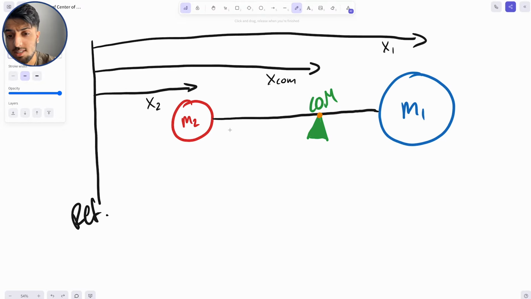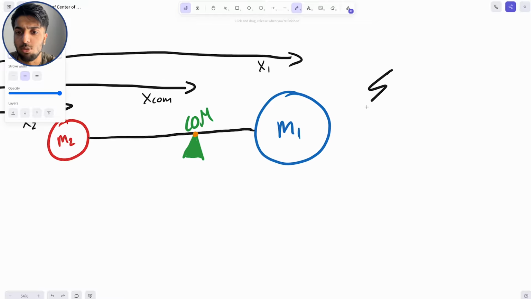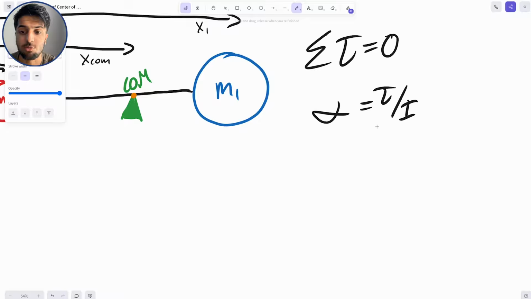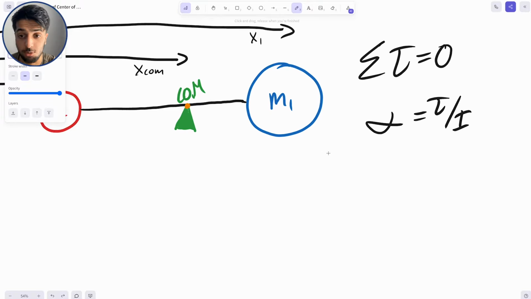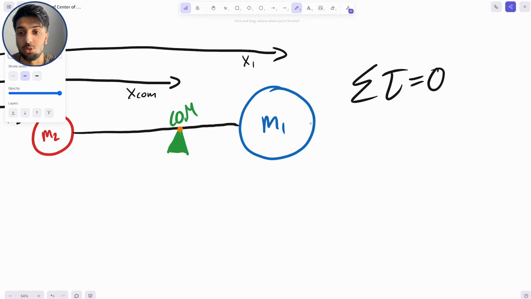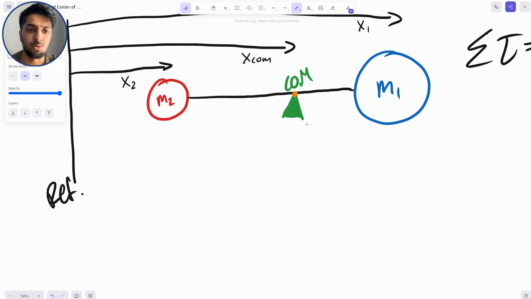Now, as discussed previously, in order for the system to be balanced, meaning there is no angular acceleration, the sum of all torques must equal 0, right? Because as we know, alpha is equal to the torque over the rotational inertia. So if there is a torque present, there must be an angular acceleration. So in order for there to be no angular acceleration, the sum of all torques must equal 0. To get the sum of all torques, we need to derive some general formulas for the torques produced by M2 and the torques produced by M1.